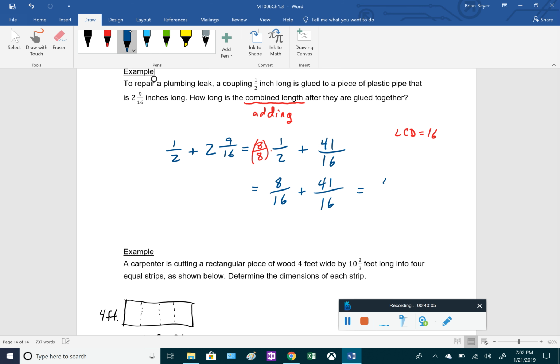So 8 plus 41 is 49, so this is 49 over 16. And I'm just going to leave this once again as an improper fraction. You can convert to a mixed number if you want. And this is going to be in inches, so that's going to be the total length.